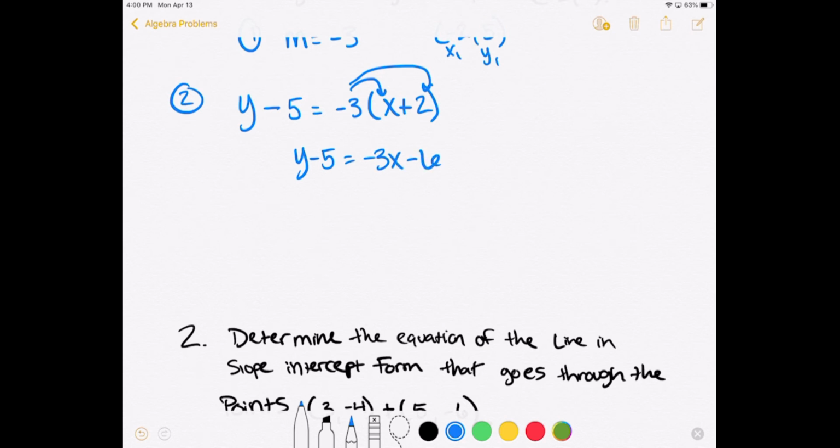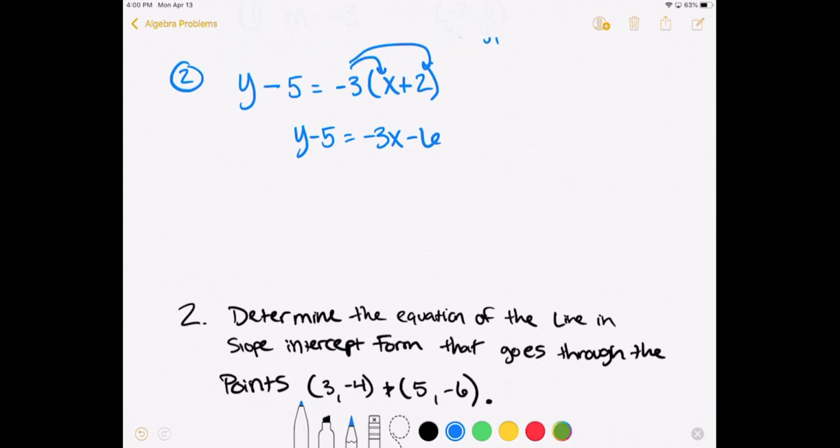Pay attention to the signs. Don't get them wrong. That's your first step, and then your last step to get it into slope-intercept form will always be to move this number over. In this case, that's a -5. So to move a -5 to the other side, I'm going to add it. So I get y equals -3x minus 1.